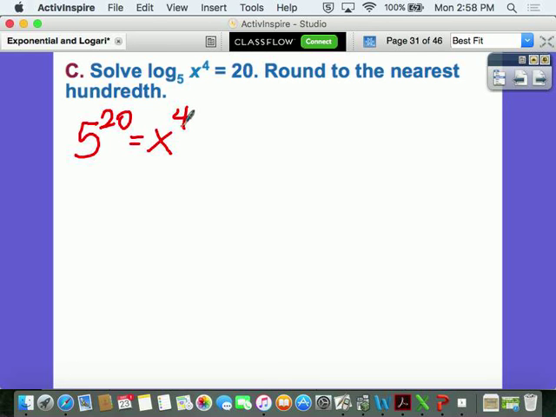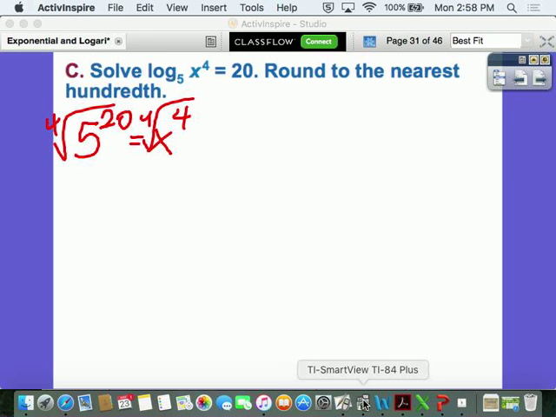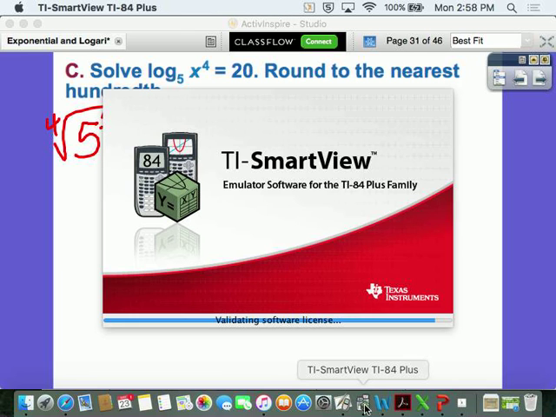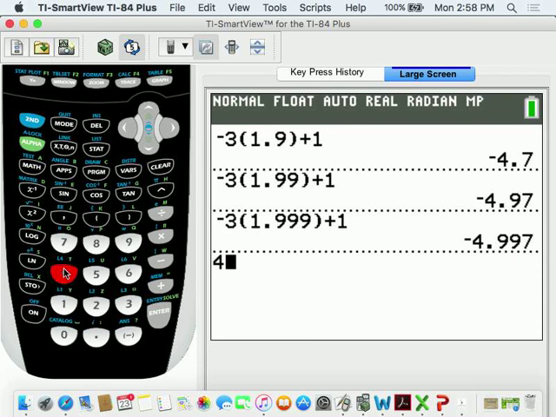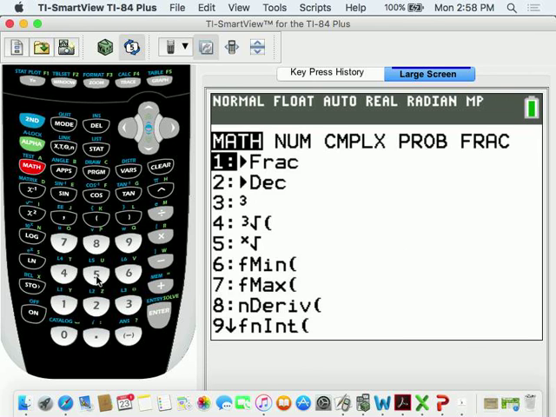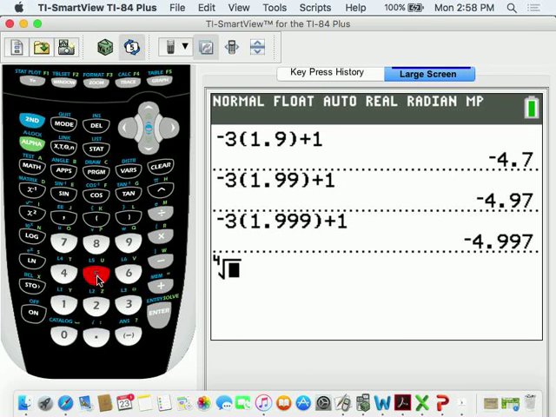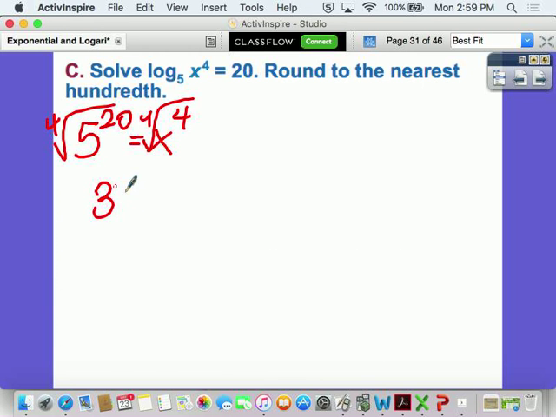How do I get x by itself? Take the 4th root of both sides. Who remembers how to do that in their calculator? You do have to hit math. Before you hit math, you have to type something in first. You type 4, then you go to math, option 5. And then you type in the number, which was 5 raised to the 20th power. Woo! 3125. Yep, 3125.